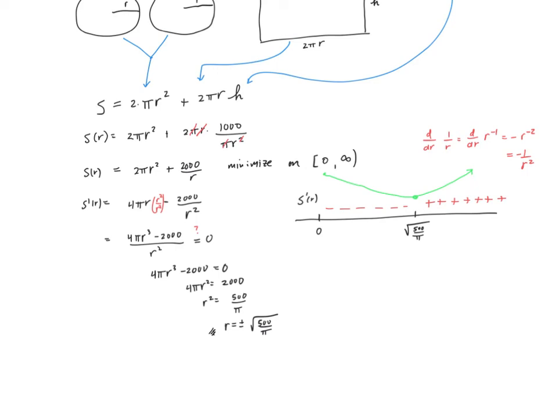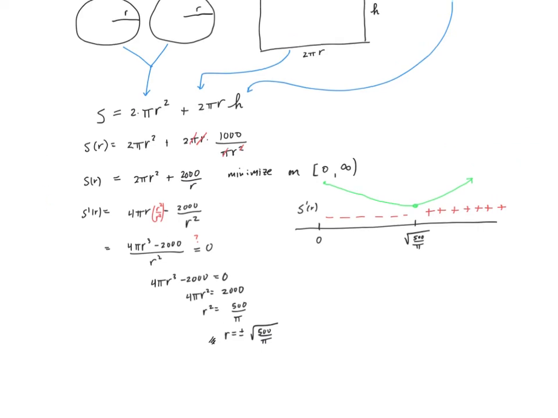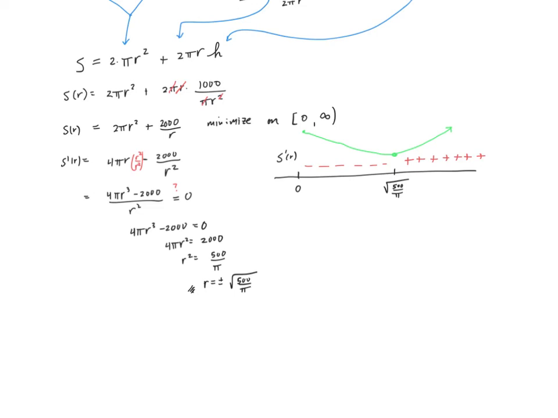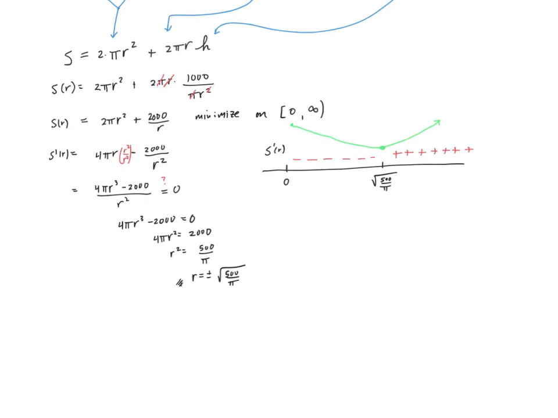So at this critical point, the first derivative test for absolute maximums and minimums guarantees that it will be an absolute minimum. But let's just recall what it is we've been asked to find. We've been asked to determine what are the dimensions of this cylindrical can that will minimize the material used. So let's put this all together. We've determined the radius that would correspond to the dimensions that would minimize the material used. We just need to know, for this radius of the square root of 500 over pi, what would the associated height be?